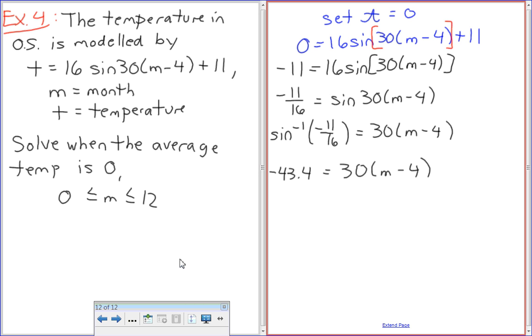Riley, what do you do next, please? Go ahead. 30? Okay, so I can't do that. I have to get an answer to that. Negative 43.4. Colton, what's negative 43.4 divided by 30? Thank you. Okay. Taylor, what's the next step, please? Good. Okay, so we're going to add 4. That should turn to 2.6.